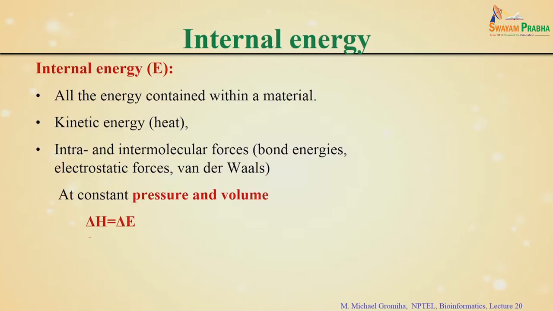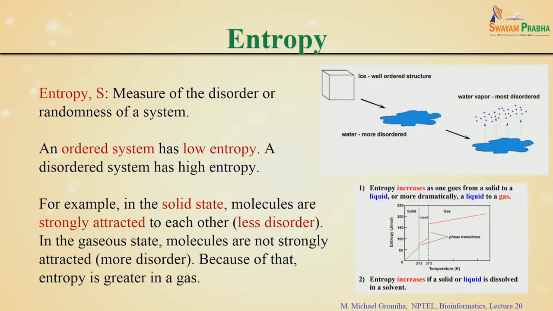Internal energy represents all the energy contained in the material. For example, it is kinetic energy, or intramolecular interactions like bond energy, electrostatic energies, van der Waals forces and so on. At constant pressure and volume, delta V is equal to 0. In this case, delta H is equal to delta E, which is the internal energy of the system. You can represent delta H as the internal energy of the system, that means different types of interactions.